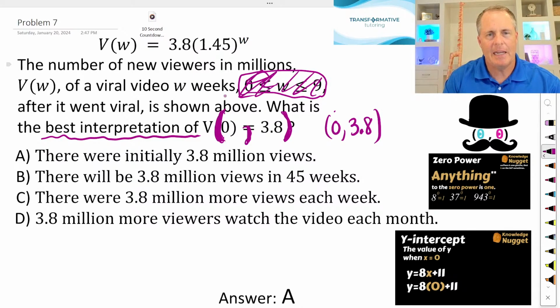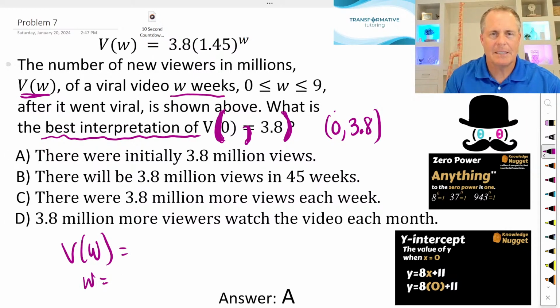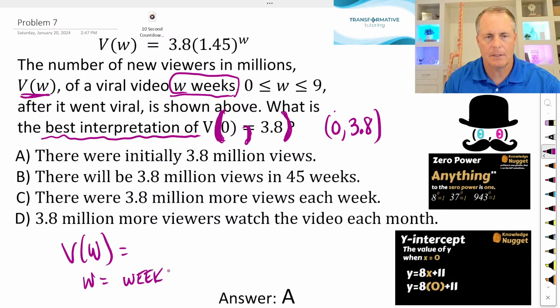So what this is saying, and a couple other things to do too, you can look for the meaning of the variables here. Okay? So if you're not sure in a word problem, we've got V of W, and we have W. And just write out what they are. So it says W weeks. So I know W is weeks, which makes sense because weeks starts with W. And V, well, I don't know, that might be something. So V is the number of new viewers, okay?